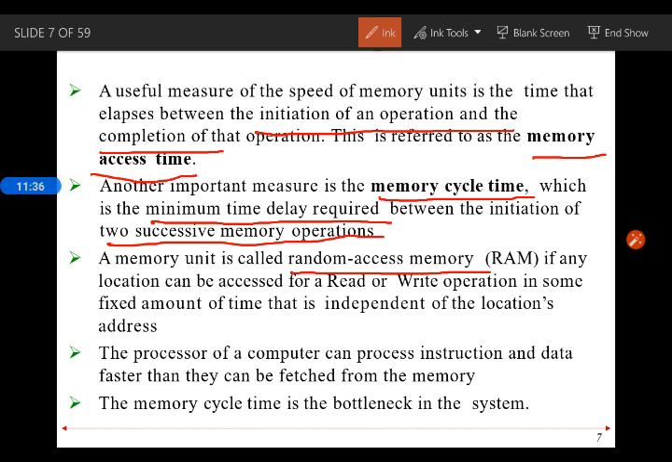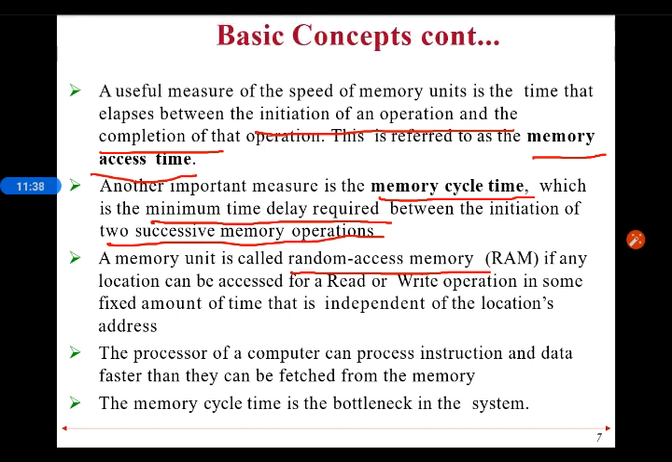What do you mean by a random access memory? If any location can be accessed for a read or write operation in some fixed amount of time that is independent of the location address, such a memory is called random access memory.